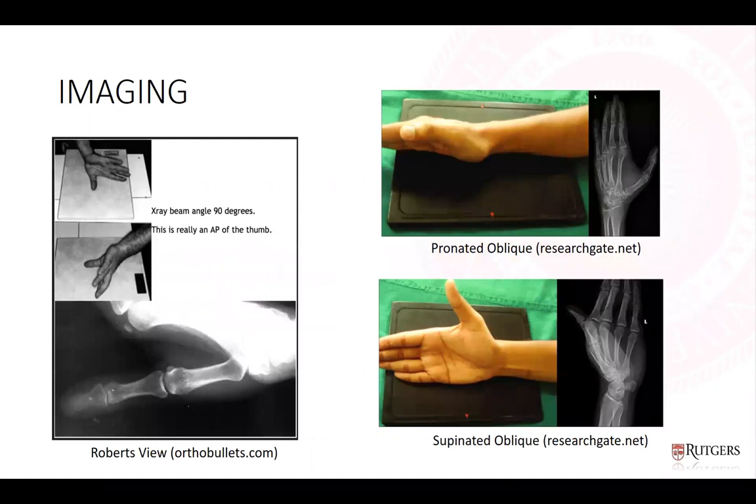These are examples of how to obtain the Roberts view, where you pronate the hand with the dorsum of the thumb lying on the cassette. On the right, you see examples of how to obtain the pronated and supinated oblique views of the hand. These are particularly important for the residents to be aware of when seeing these injuries in the ED. Oftentimes, you'll have to go with the patient to the X-ray room, and you should know how to get these images to look at those joints.